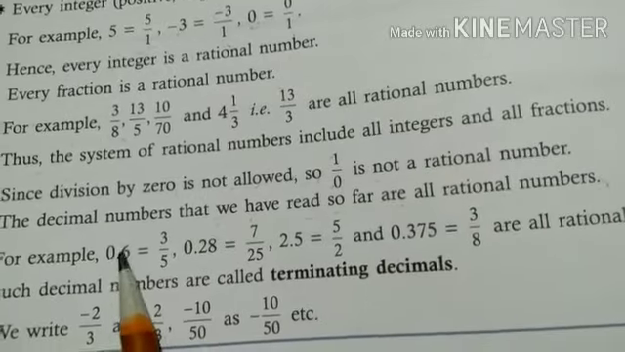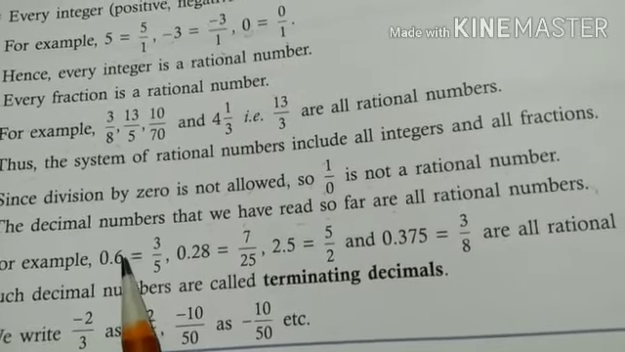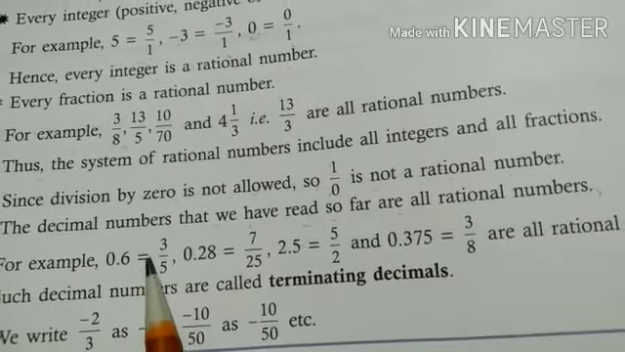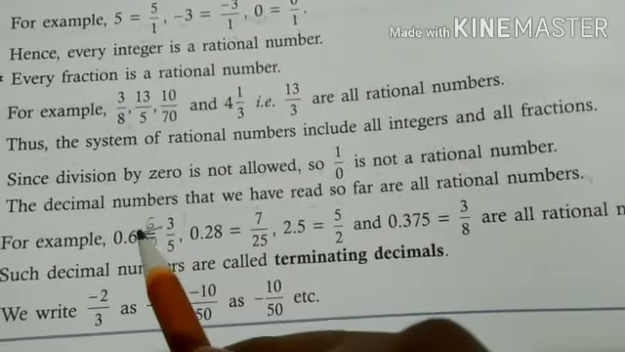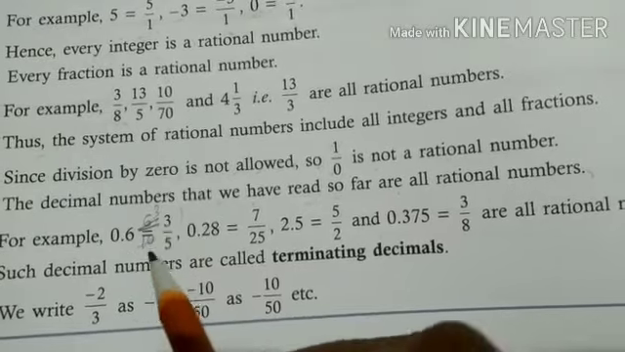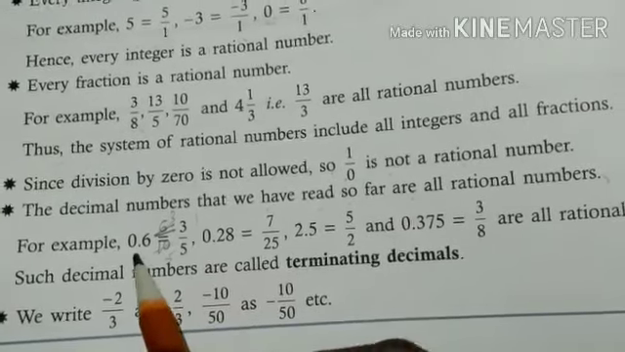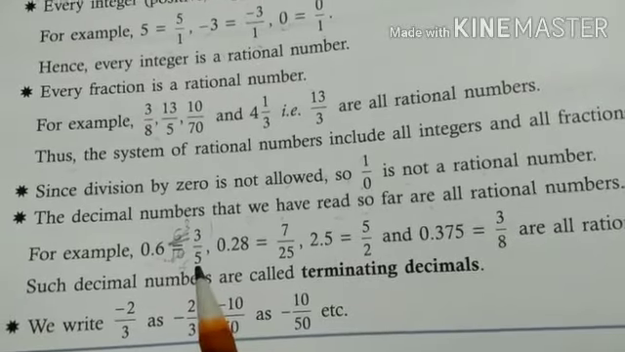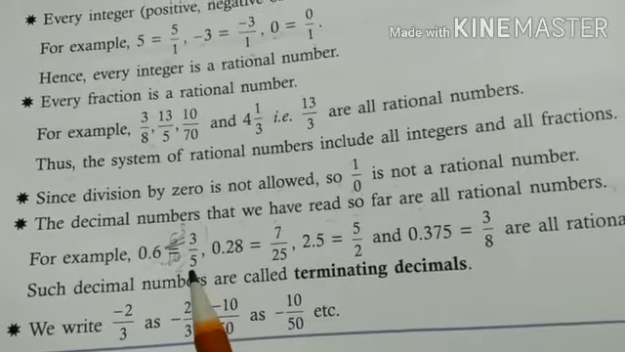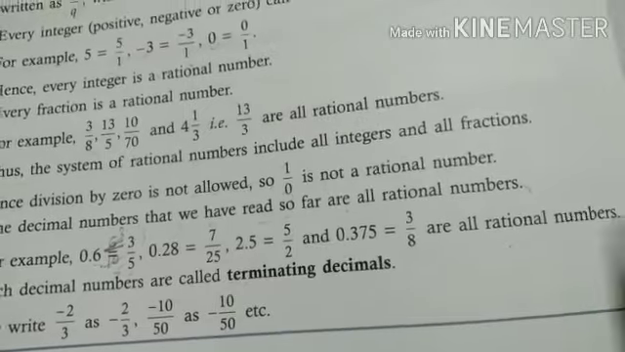If we see 0.6, it means 6 by 10. 0.6 means 6 by 10. If you cut it, 2 3s are 6 and 2 5s are 10. So a decimal number is also in the form of p by q. So it is also a rational number.